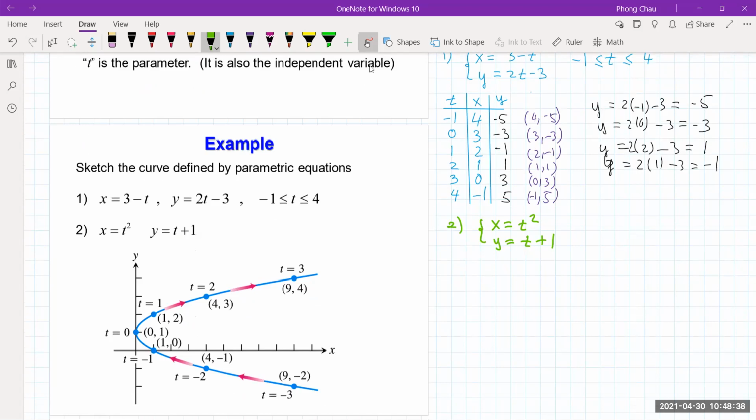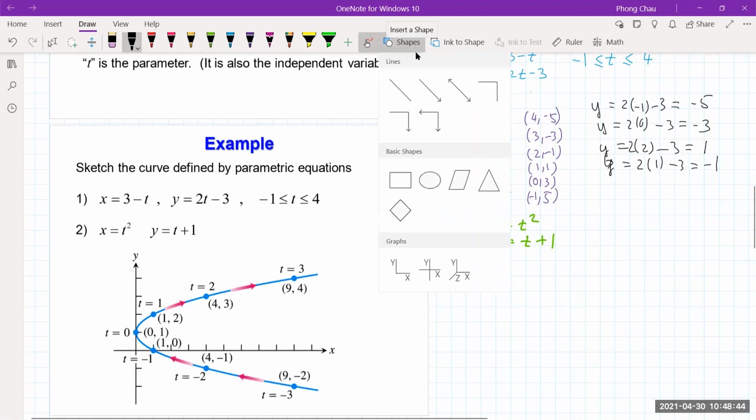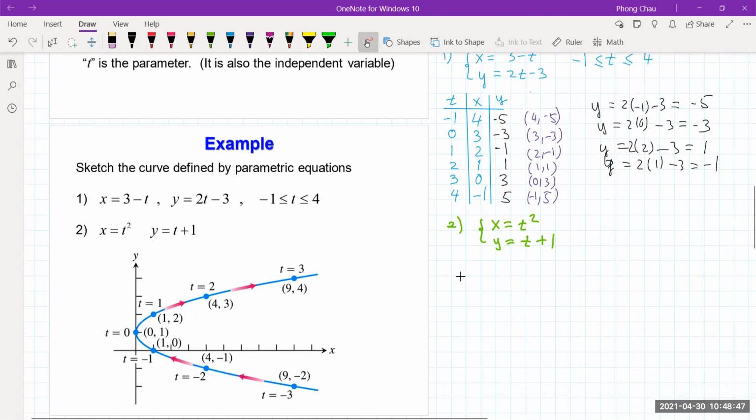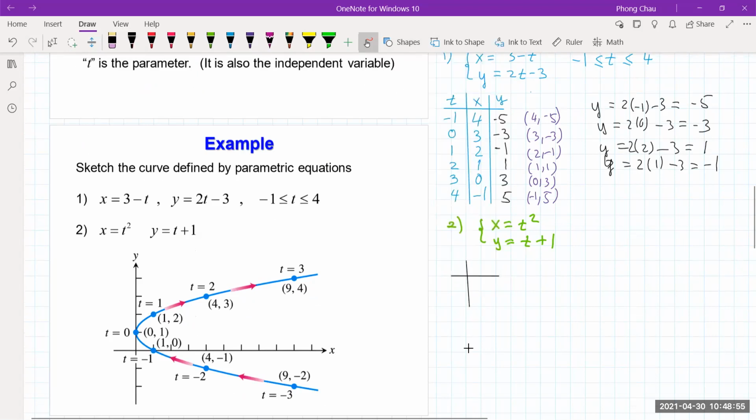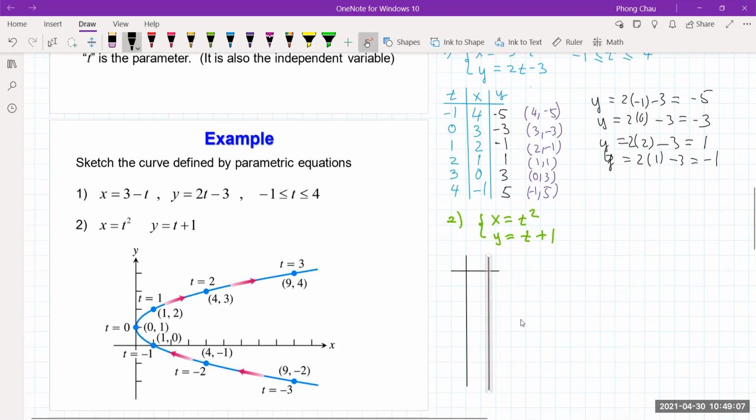When we construct the table, we start with the t. But again, the table here should have 3 columns. So let's say here the first column, second column, and third. Okay, like that. All right, so the t's come first, then the x and the y.